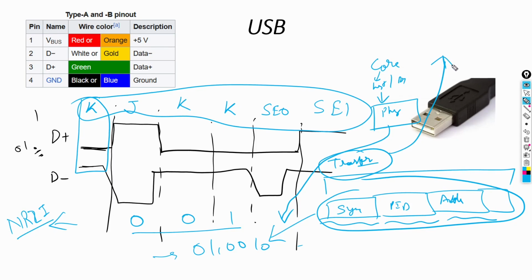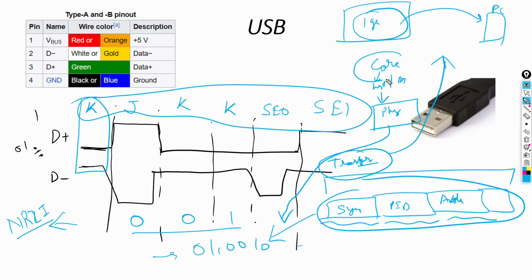When to do what transfer? Let's say I have a 1 GB movie in my hard drive, and I want to copy and paste it to my local hard drive or my PC. So there should be some negotiation. That negotiation should be done by the core. Where is this file located?